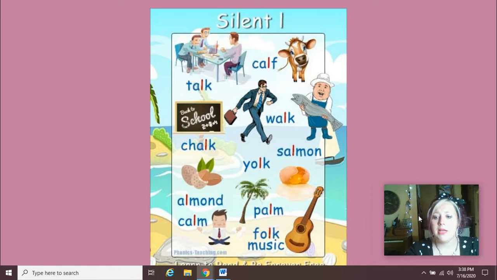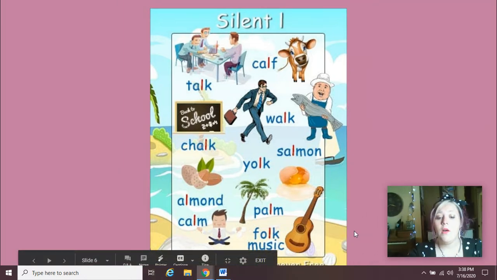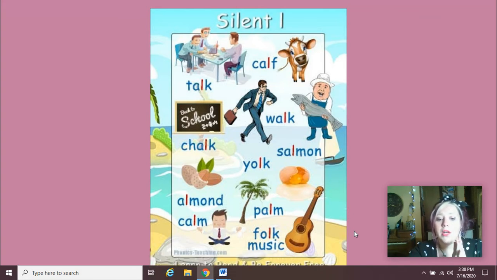Okay, here are just some examples of silent L. We have calf, talk, walk, salmon, chalk, yolk, almond, calm. We talked a little bit about those on the other page.